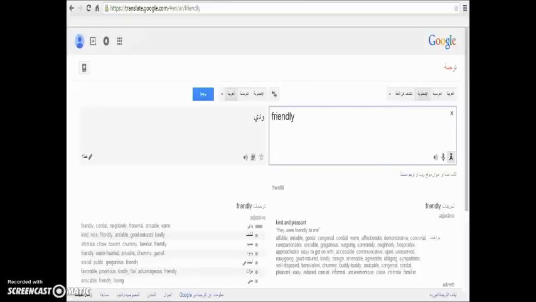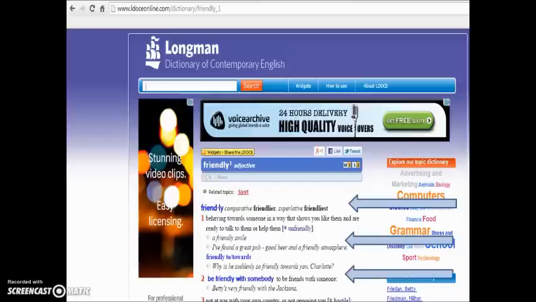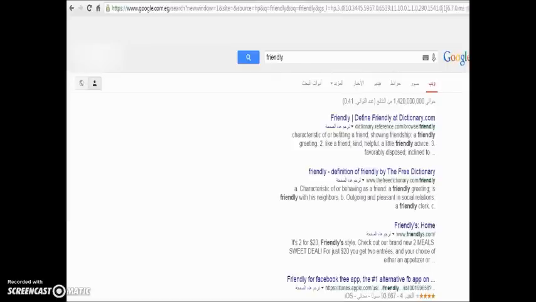A bilingual dictionary such as Google, then a monolingual dictionary such as Longman. Monolingual dictionaries are very useful as they offer the definition of the word, and this of course enriches your vocabulary. They also offer examples, expressions, and prepositions. After that, you search the word on Google and see how people use it.